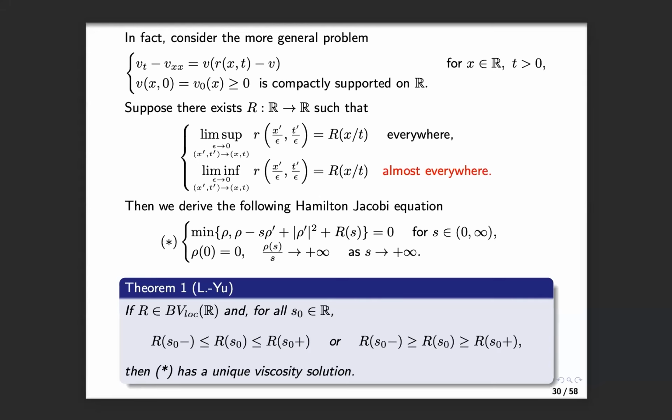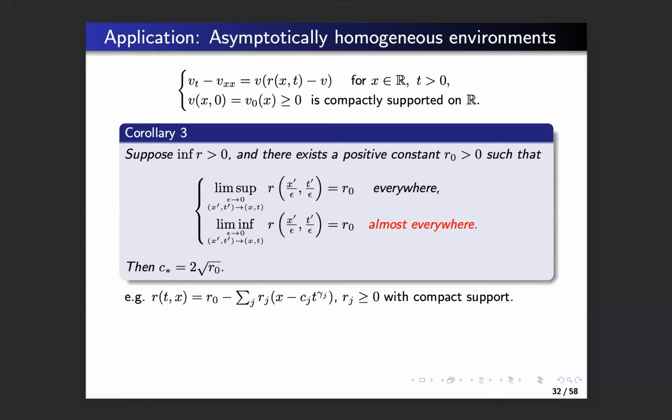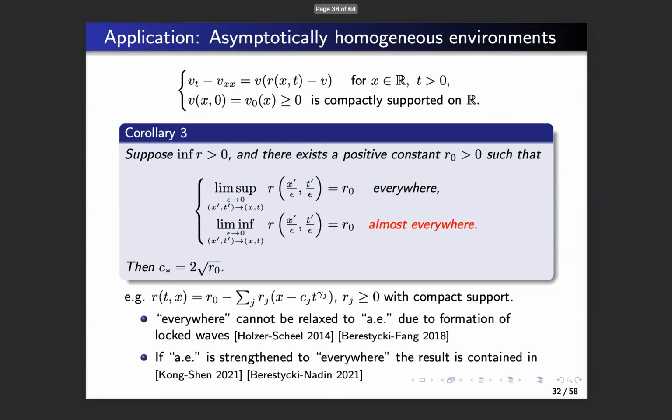Under this kind of monotonicity assumption, one can have uniqueness for star. And of course, once you have uniqueness for star, you have an immediate corollary. Take your capital R to be a constant. The theorem becomes the following: if the lim sup is a constant or not, and the lim inf is almost everywhere constant or not, then C star is as predicted. That's the original formula.